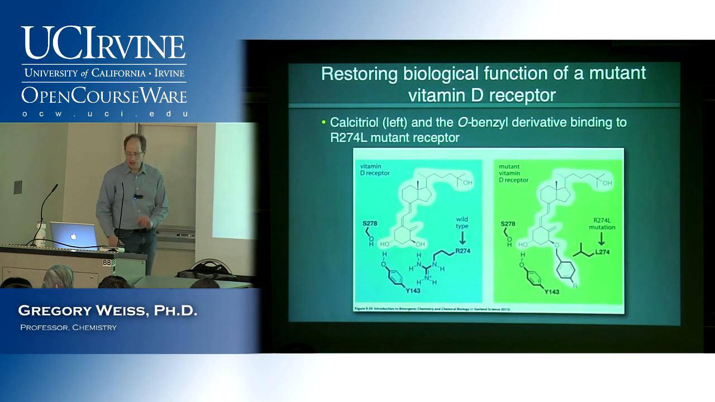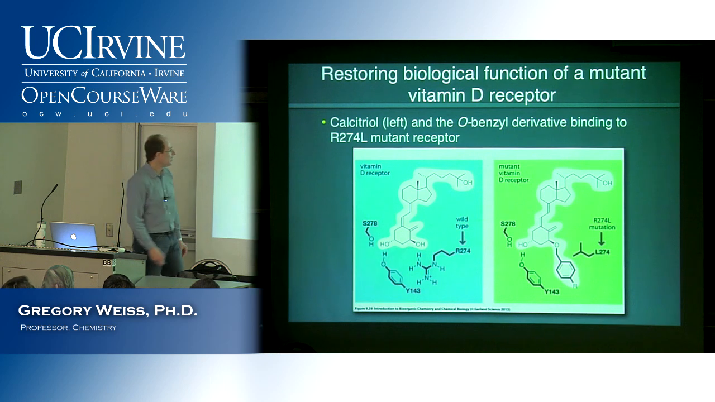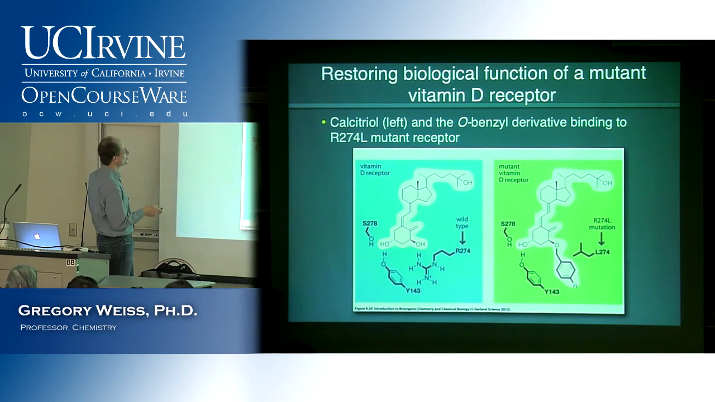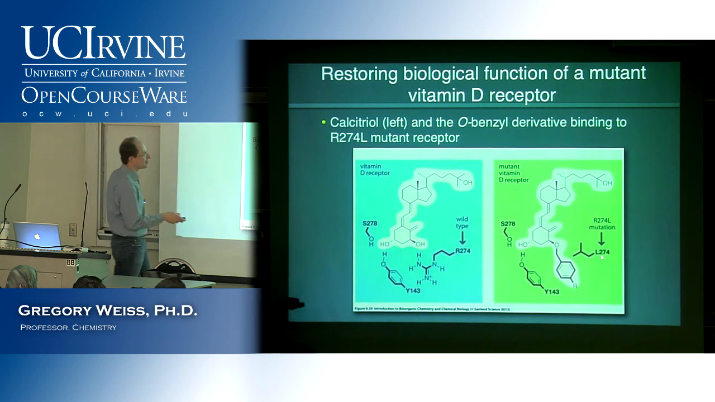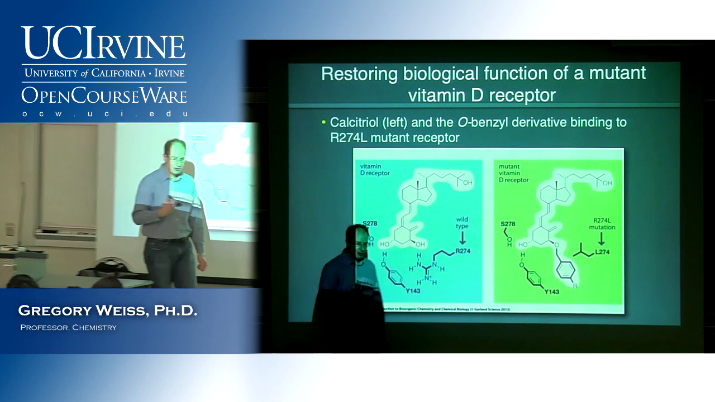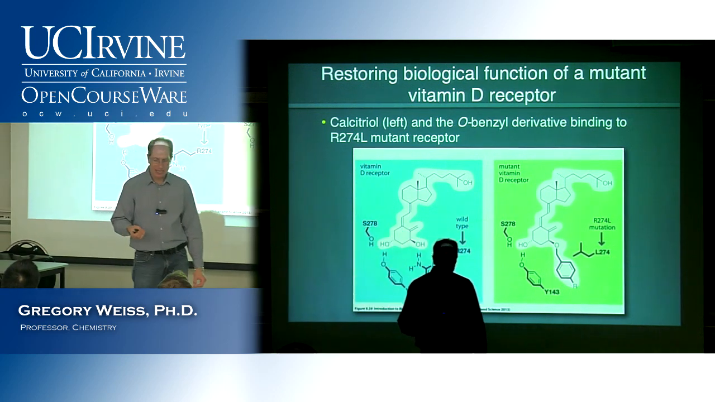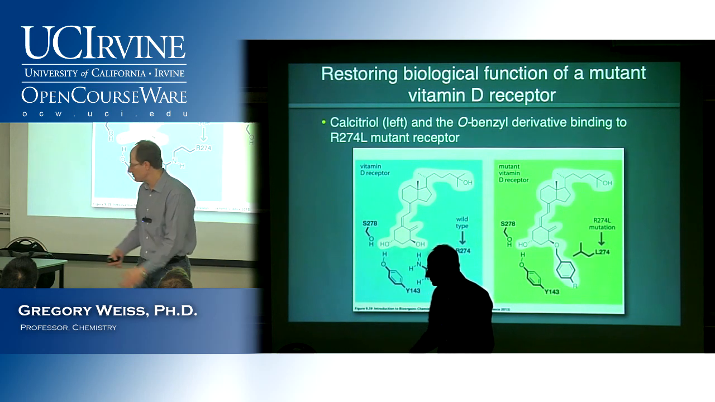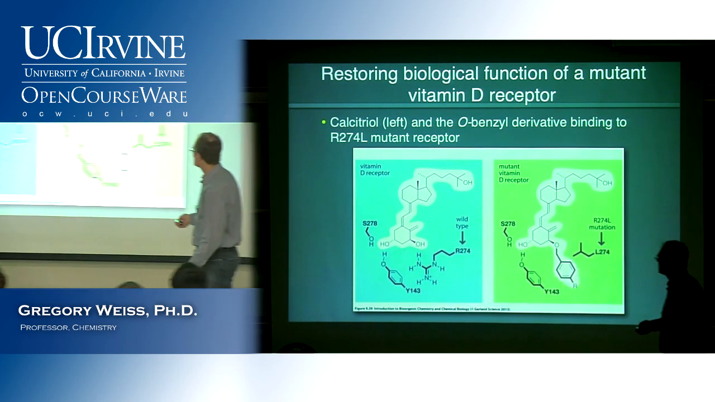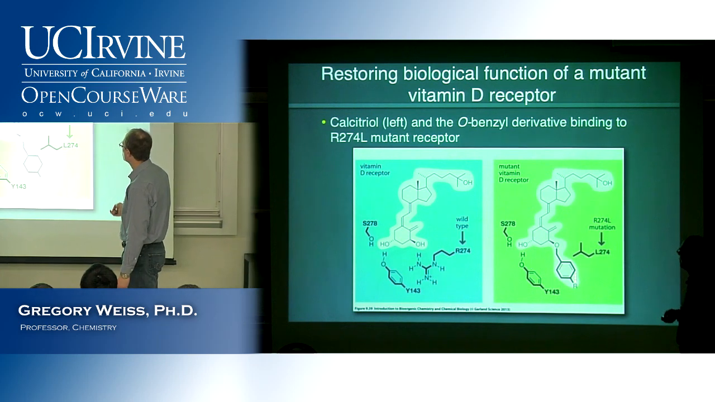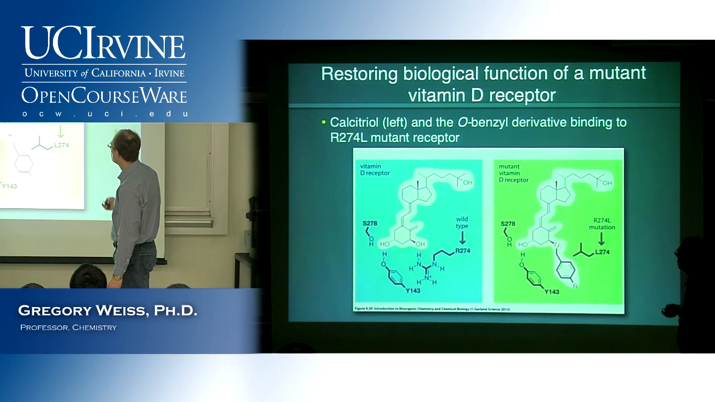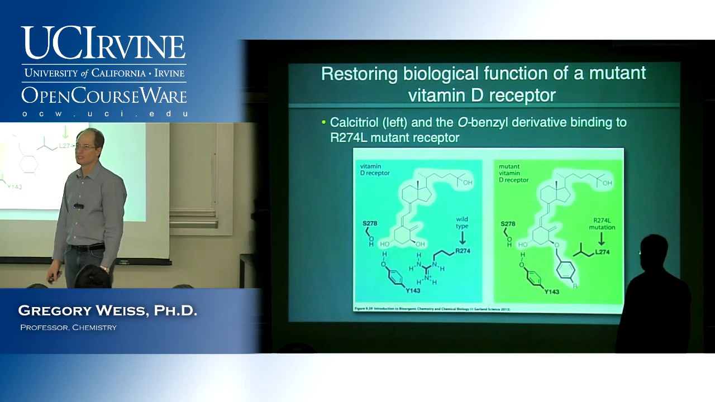Okay, final thought, last slide of the day. If, for example, you have a mutation in the calcitriol receptor, the mutation of this arginine over here to leucine, you can chemically synthesize, I'm talking like you do this in the laboratory and then give it to a pharmacist who gives it to a physician. You can have a chemically synthesized derivative of calcitriol that then fills in the mutation over here, binds to the receptor, and gives you normal cell signaling.